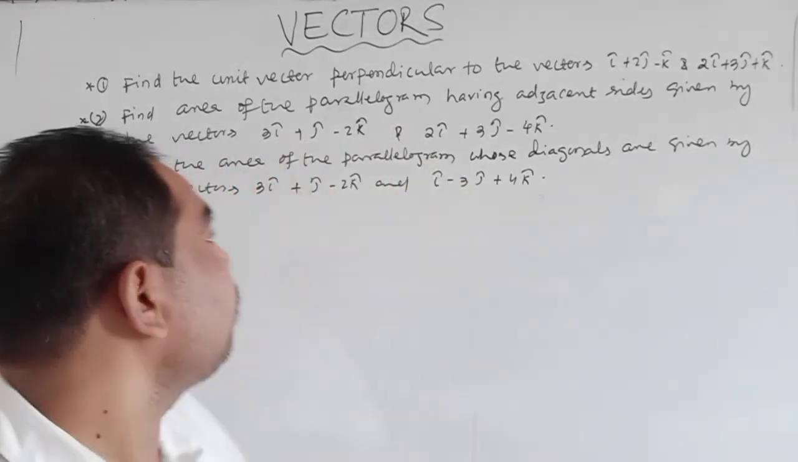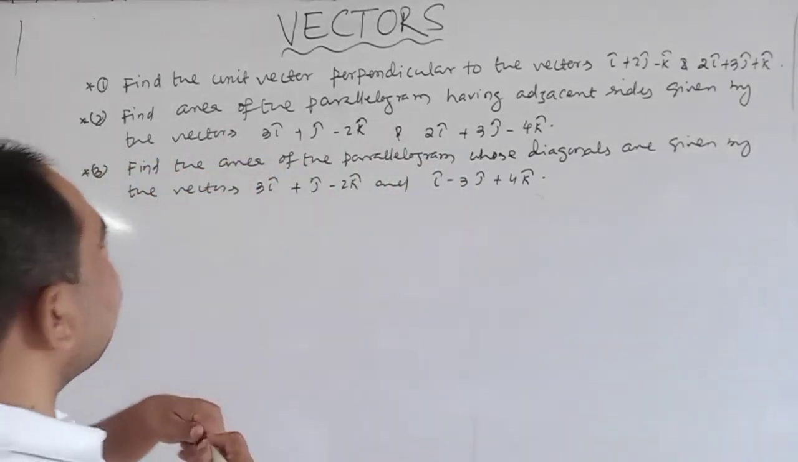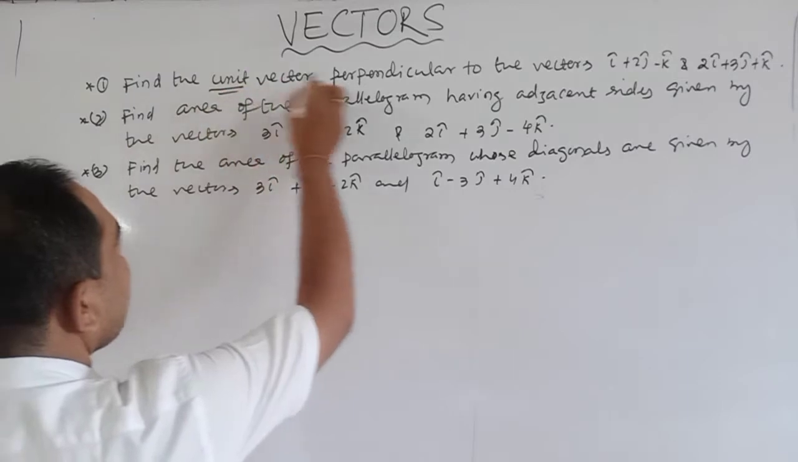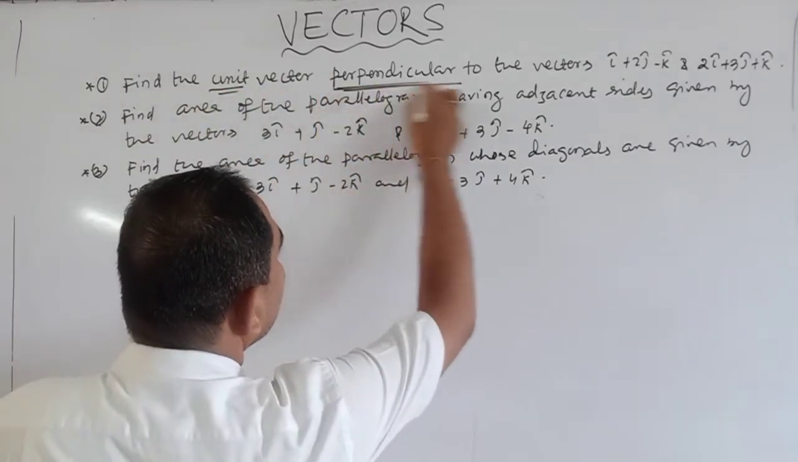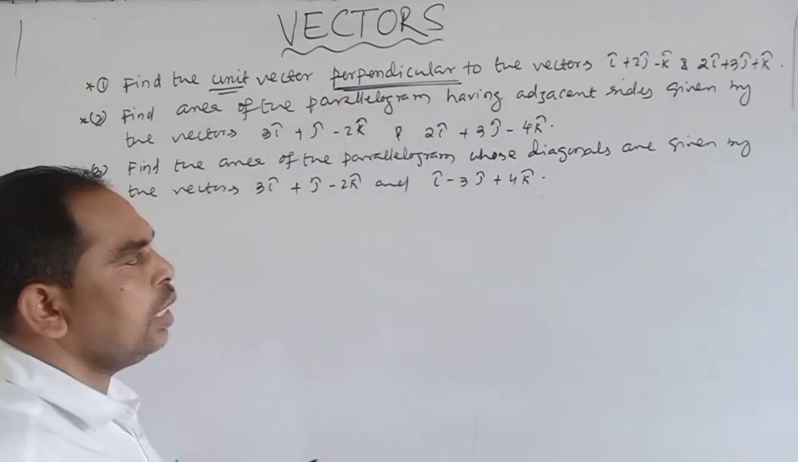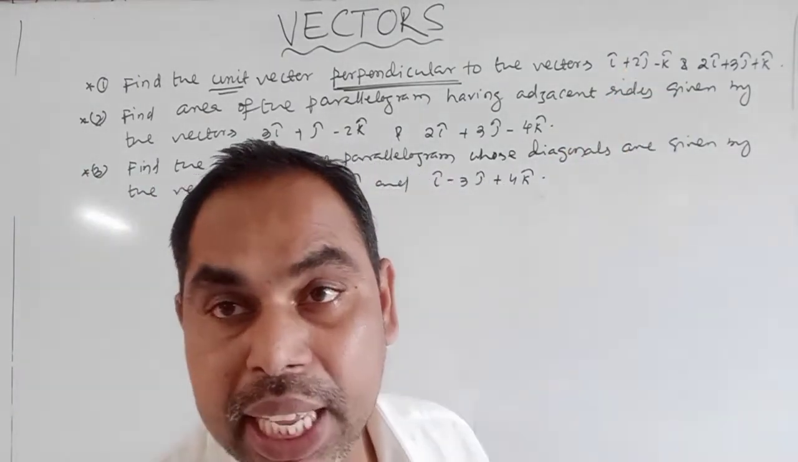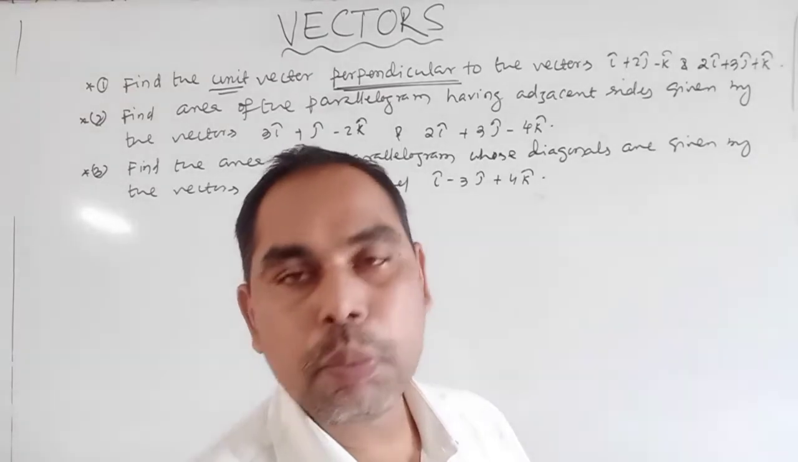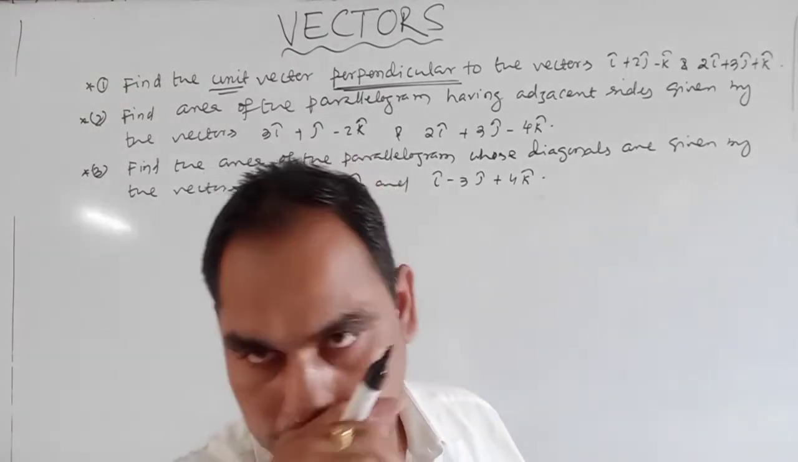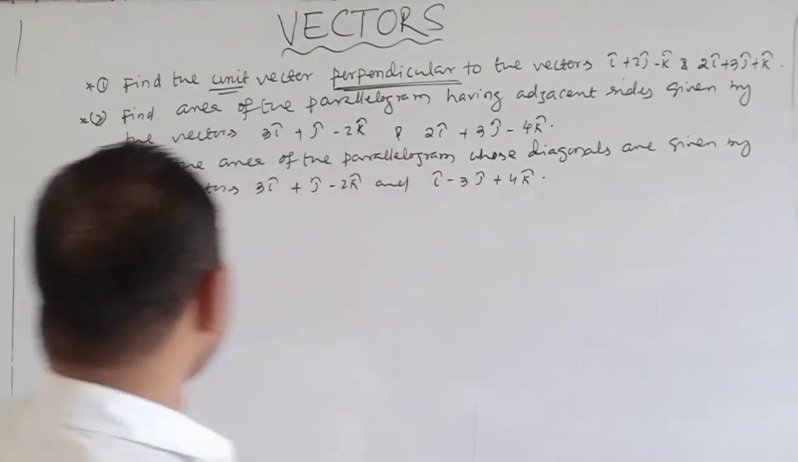Next question, find the unit vector perpendicular to the vectors a vector and b vector. So unit vector means n cap is perpendicular to both a vector and b vector. Okay. So we need to find n cap.